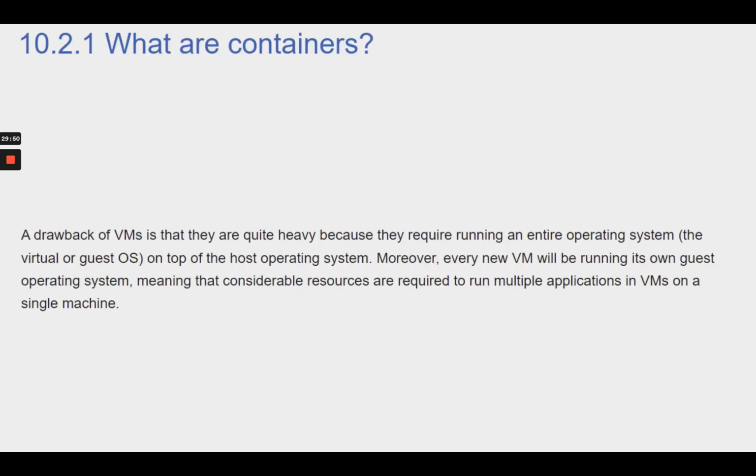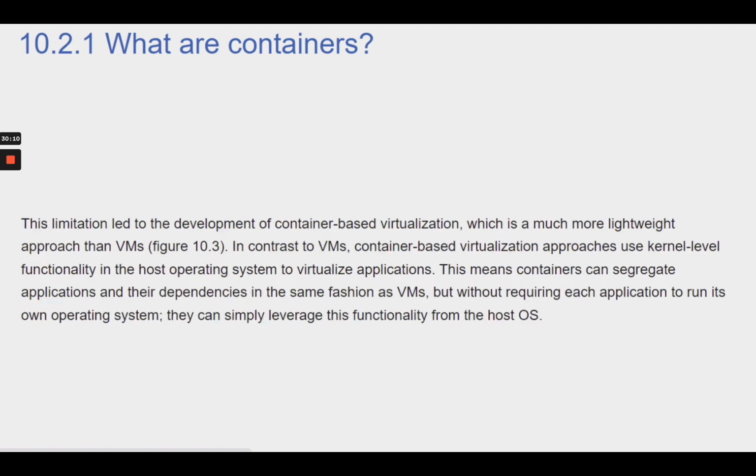A drawback of VMs is that they are quite heavy because they require running an entire operating system, the virtual or guest OS, on top of the host operating system. Moreover, every new VM will be running its own guest operating system, meaning that considerable resources are required to run multiple applications in VMs on a single machine. This limitation led to the development of container-based virtualization, which is a much more lightweight approach than VMs, Figure 10.3.